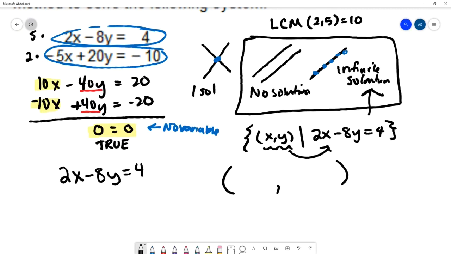So if they want you to write your answer in terms of y, that means you need to solve for x. So I'm going to add 8y. That's 2x equals 8y plus 4. Divide by 2. And you get x equals 4y plus 2.